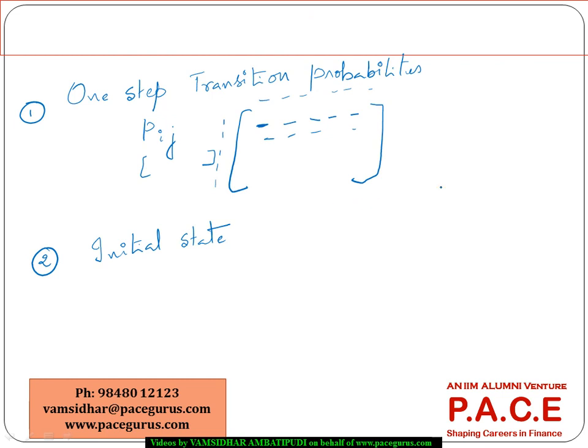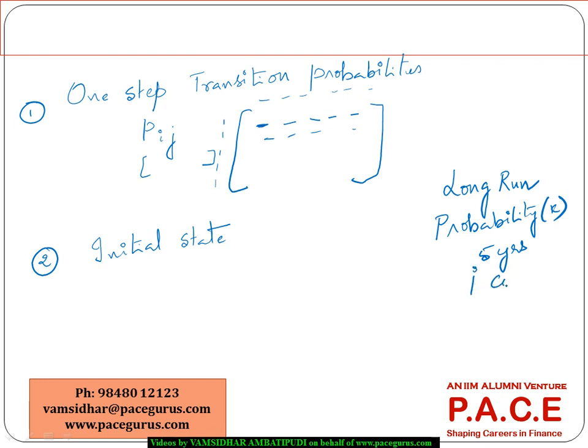So based on this we can solve either what are the long run probabilities, or we can talk about what is the probability of being in state K after let's say 5 years, provided it is in state I currently. It's as good as saying what is the probability that the firm will default within 5 years, provided it is in a very strong financial position now.